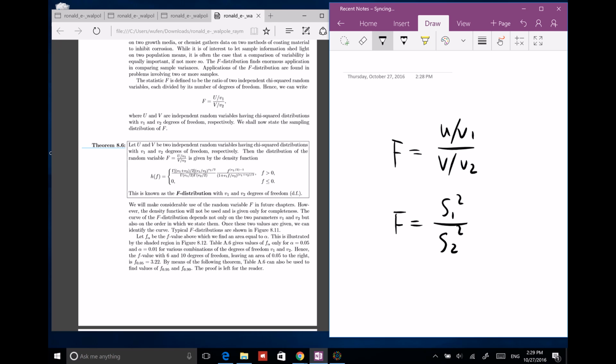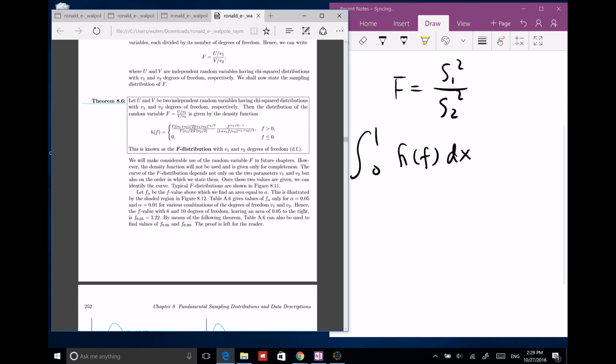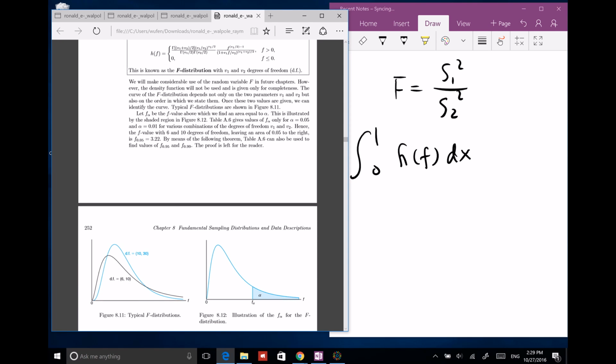We're not going to use this density function to find the F distribution value, like the T distribution, like the normal distribution. We will have that as a table. You don't need to take the integral from 0 to 1 of this long function. Okay, you're going to have a distribution table, probability distribution table.